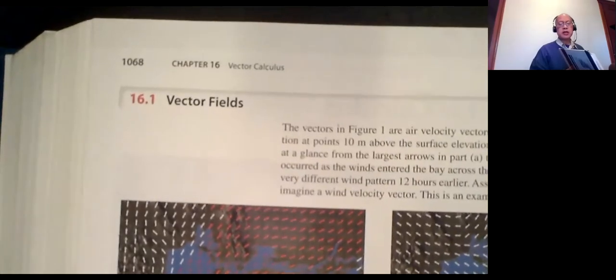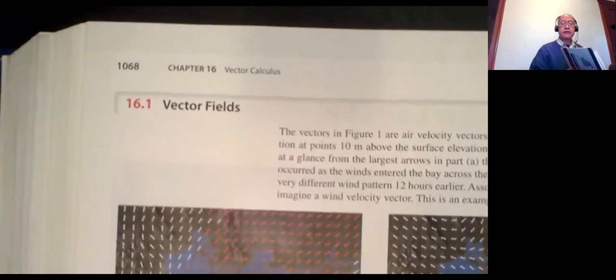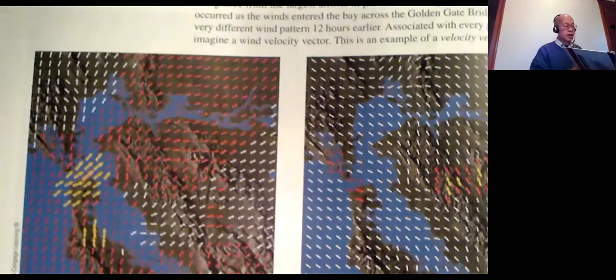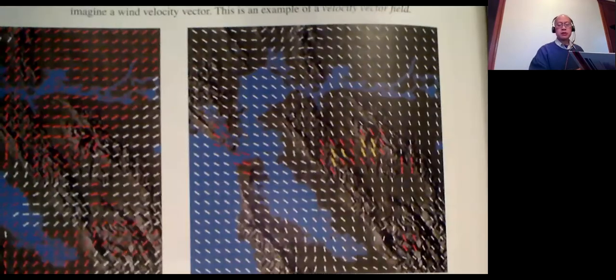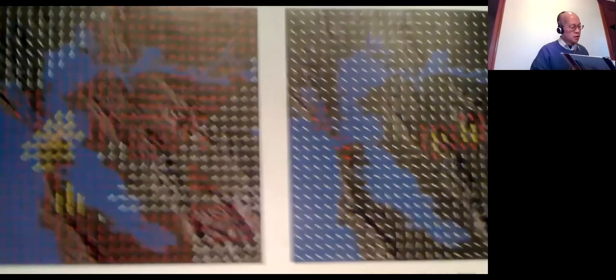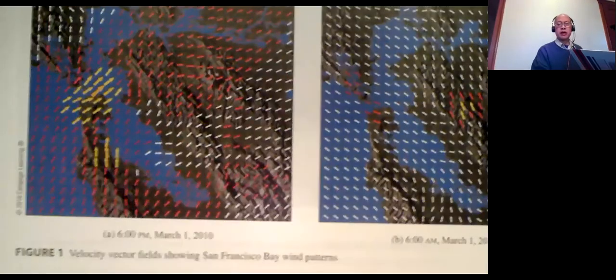All right, 16.1, page 1068, vector fields. Now you may have done some of this in Calc 2. If you took me, we did some vector fields, which are basically slope fields. See all these little lines here, these marks? Those are like slope fields, or specifically vector fields. They're trying to show you velocity vector fields of parts of the San Francisco Bay Area, I guess.